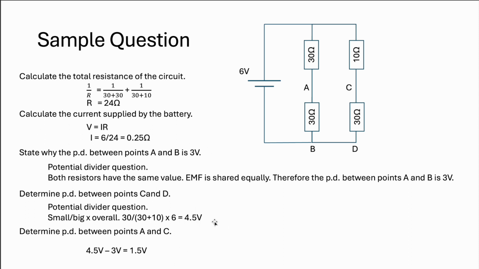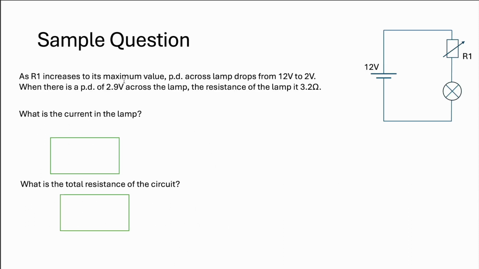Okay, circuit as shown. The resistance of R1 increases to its maximum value. Okay, it's a rheostat, a variable resistor. Then the potential difference across the lamp decreases from 12 to 2.9. When there's a potential difference of 2.9 across the lamp, the resistance of the lamp is 3.2 ohms. For this potential difference, calculate the current. So you have the formula, right? I, V, you have R.